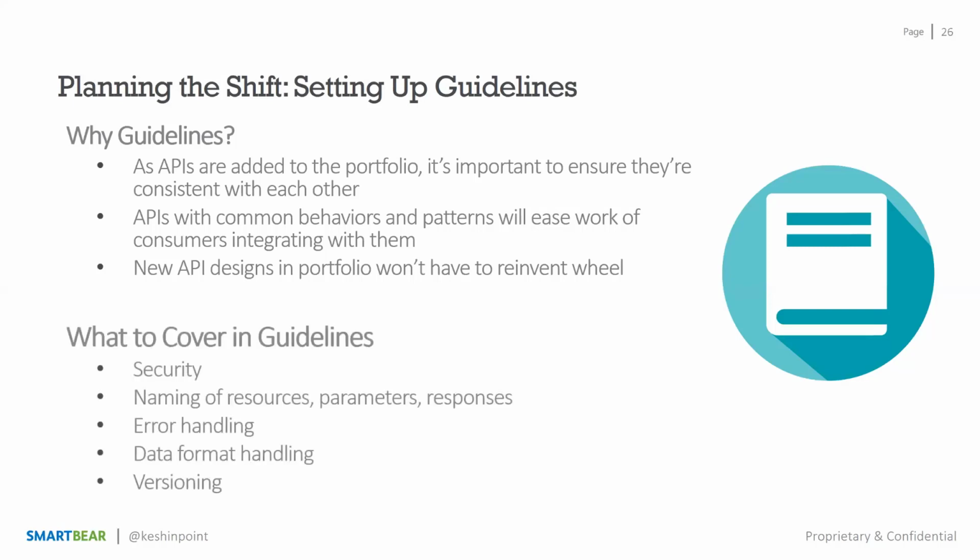Things you need to cover in your guidelines by default, some of the MVP of design guidelines, I would say, is security. What are the security patterns you enforce? What are the secure frameworks you support? How to name resources and responses, error handling, data format handling, and finally versioning.